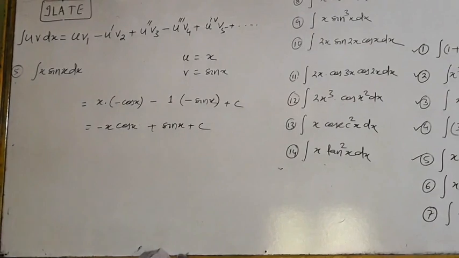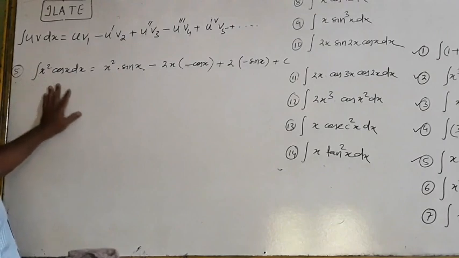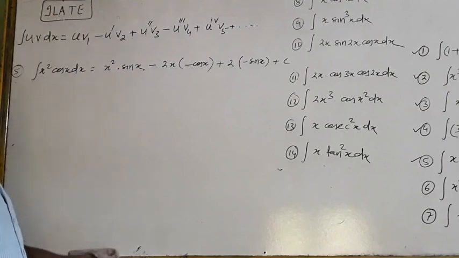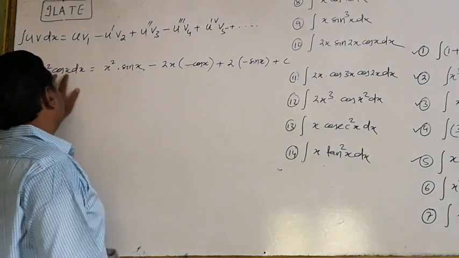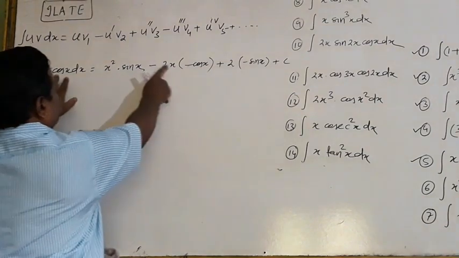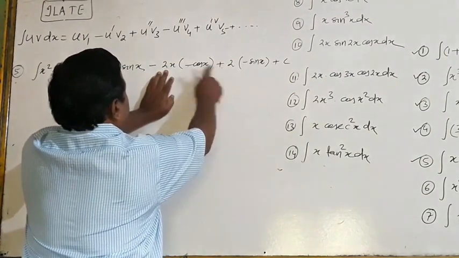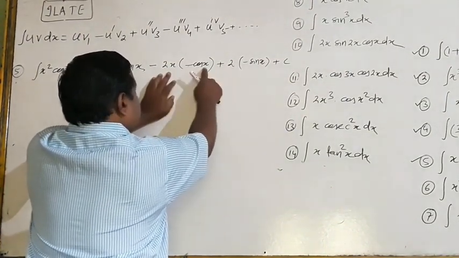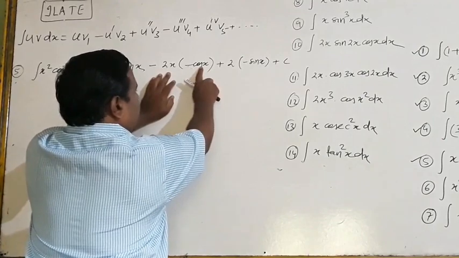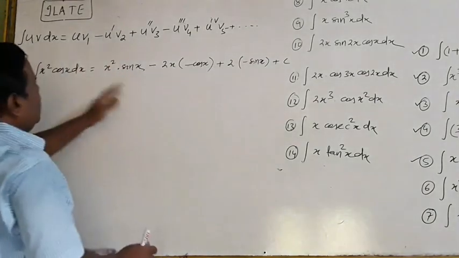Okay. In number 5, you have to be very careful. When algebra and trigonometry come into the picture, you should do that problem very cautiously. That is x square. What is the integration of cos x? Integration of cos x is sin x. Now it is 2x. Integration of sin x is minus cos x. Then you have to write plus the derivative of 2x into the integration of minus cos x. Integration of cos x is sin x, so integration of minus cos x is minus sin x. Then you have to arrange this.